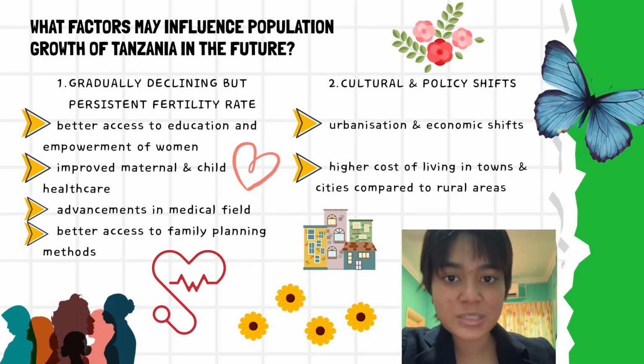There's a lot of advancements in medical fields, and a lot of families have better access to contraceptive methods and family planning. And for the cultural and policy shifts, there's going to be a lot of urbanization and economic shifts, which can lead to a higher cost of living, bringing about a smaller family size.